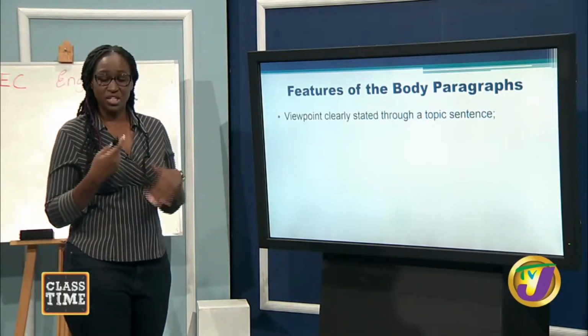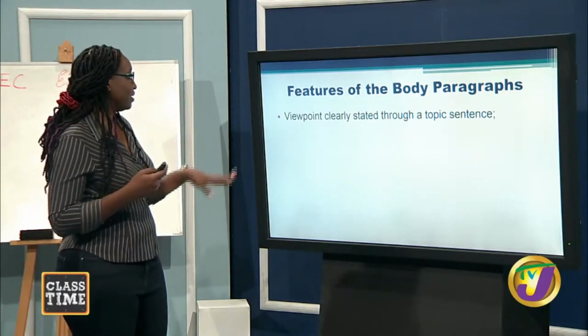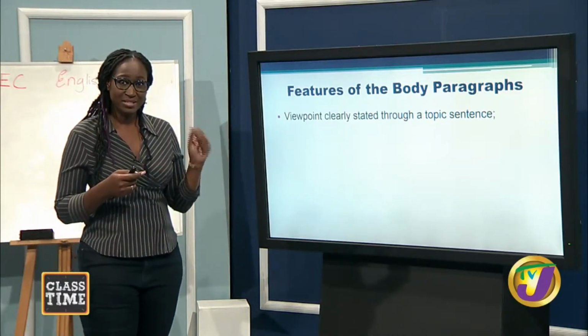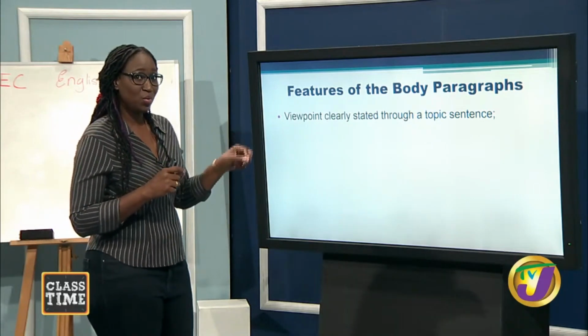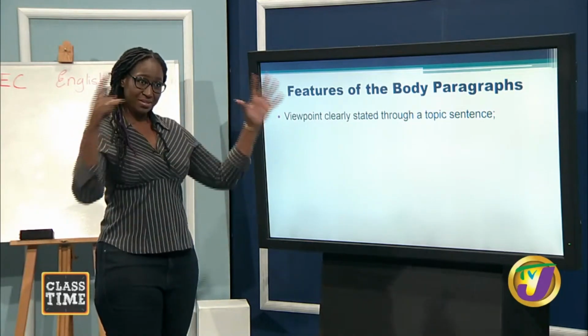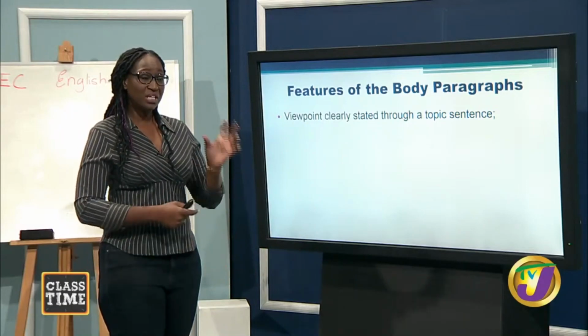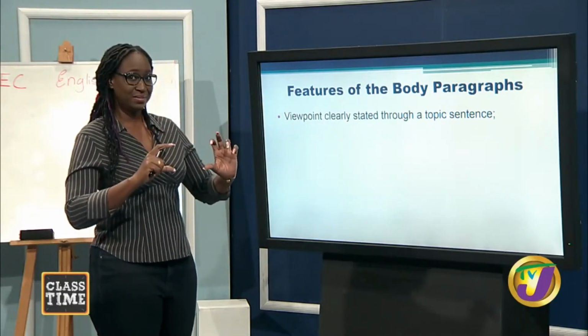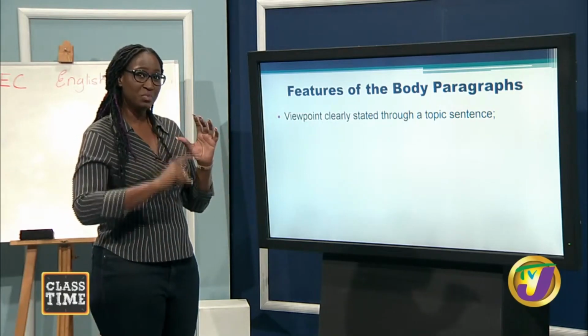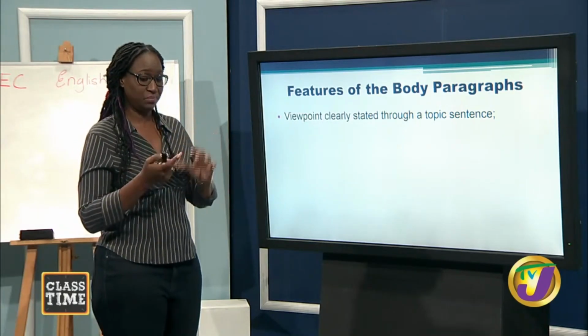Now, for each of these, you want to ensure that your viewpoint is clearly stated in a topic sentence. So in your introduction, you wanted a thesis that would control the entire essay. But for each body paragraph, you want a controlling topic sentence, something that tells you what this particular paragraph is going to focus on.